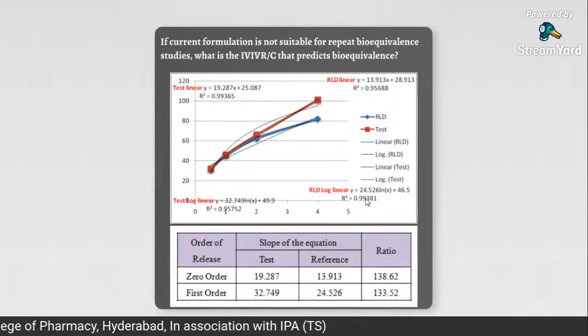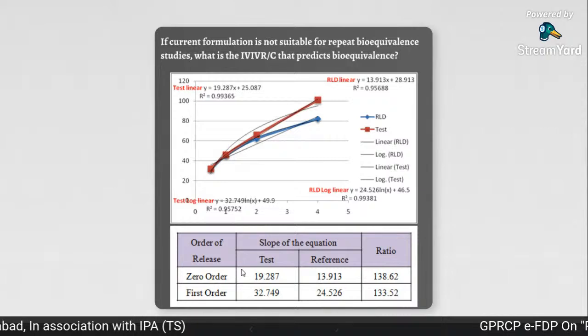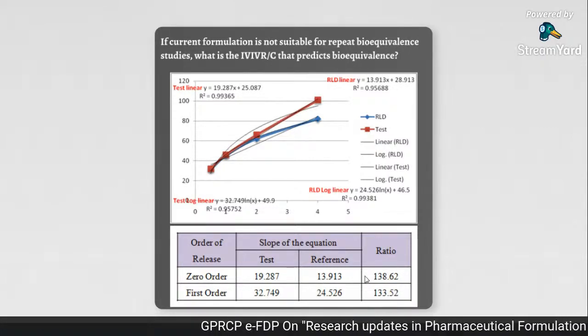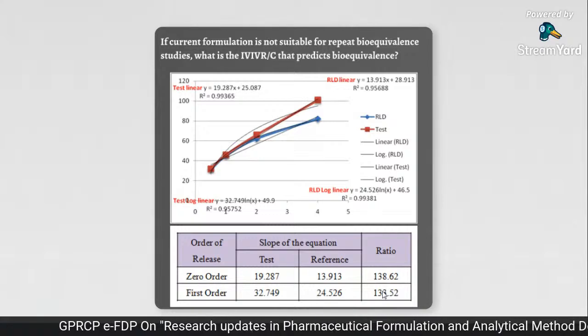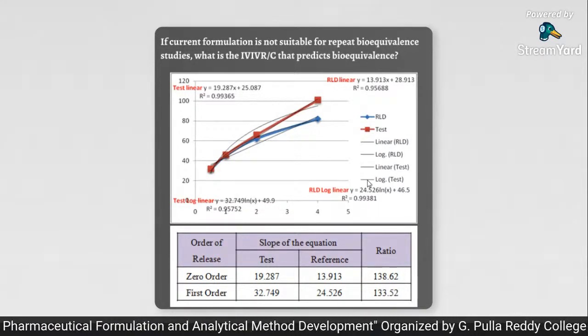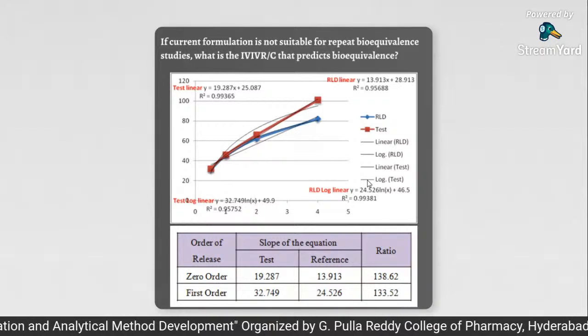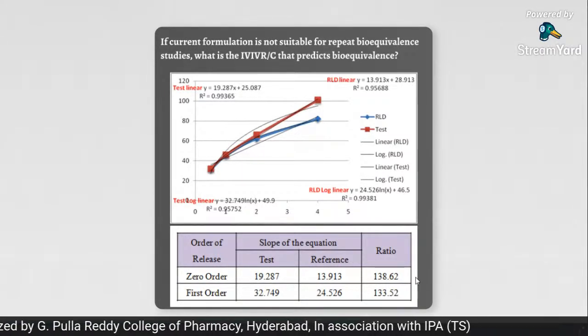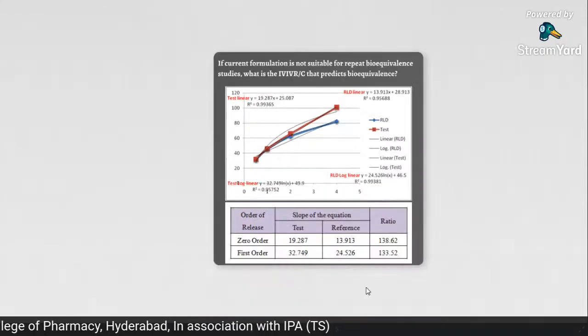So here, if you see the slope ratios in both the test as well as reference, in zero order and first order, the actual values are 138 and 133 from the dissolution only. This is also from the dissolution. From dissolution data, just the ratio of the slope values of test versus reference, the T by R ratio, is actually 138 and 133.